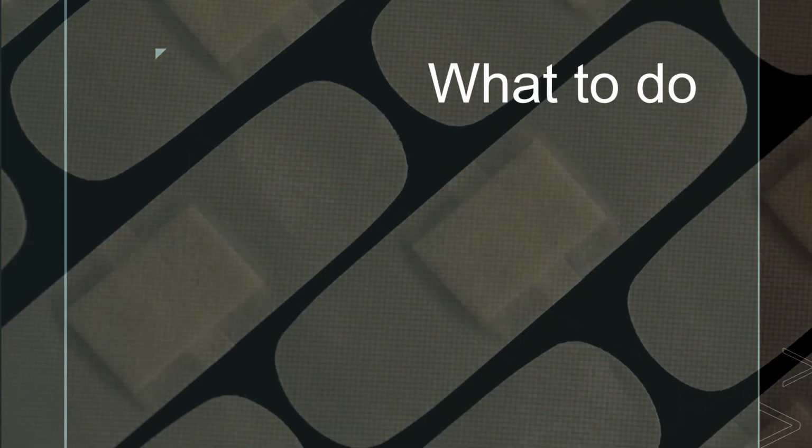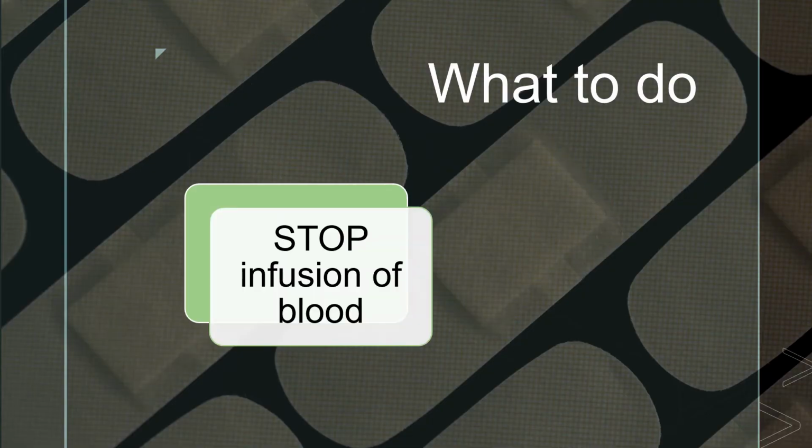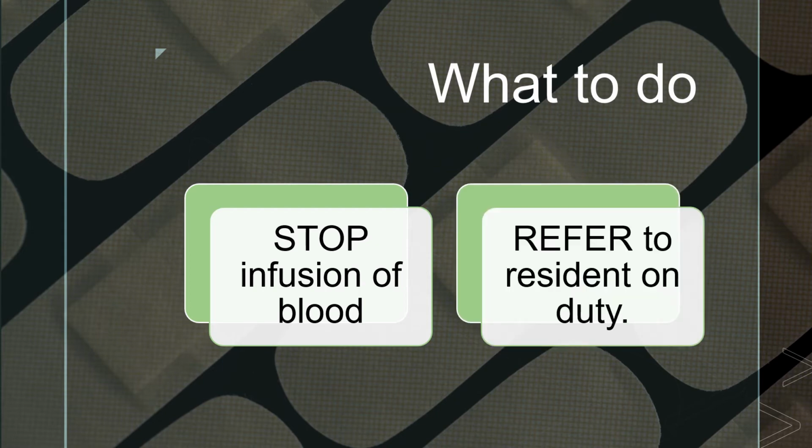So, what do you do when you find something abnormal? Stop the infusion of the blood. So, you have to learn how to control the infusion pump. Just turn off the blood infusion and refer to the resident on duty.